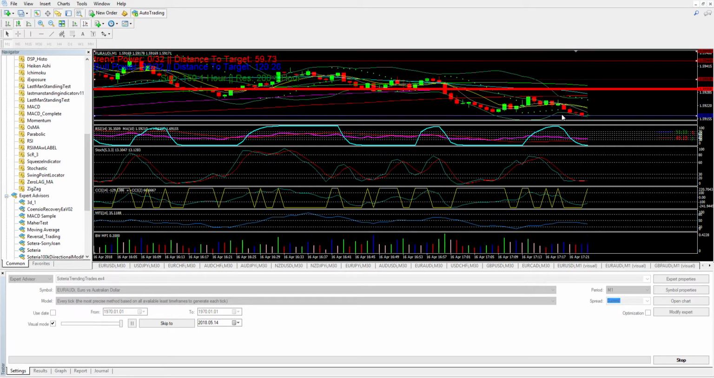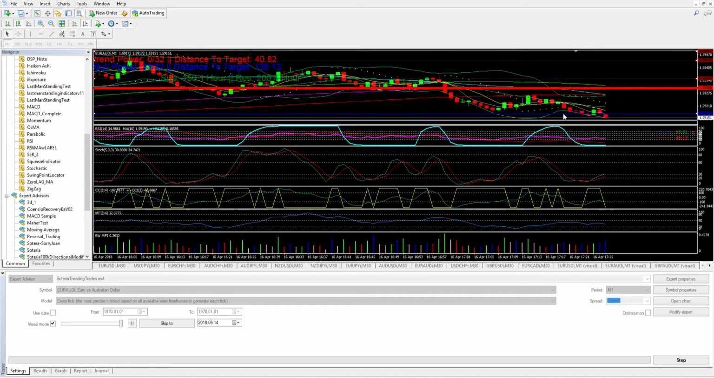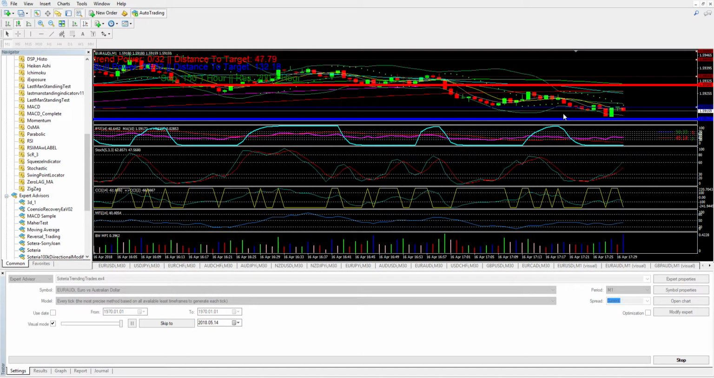Stochastic happens to be one of the most accurate indicators you can use. It's going to be your best friend to tell you whether that support or resistance level is going to hold, or when the pace of the market is going to change direction.